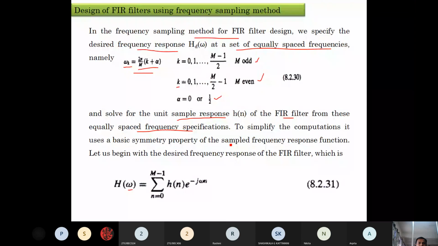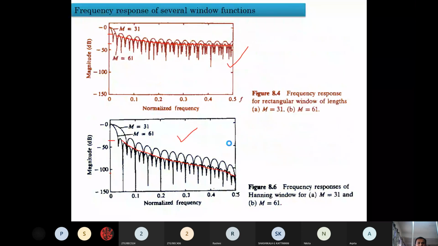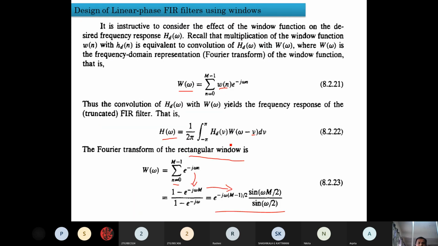Most of the question papers have asked based on this window concept only. So how we can approximate the filter by using different window functions.